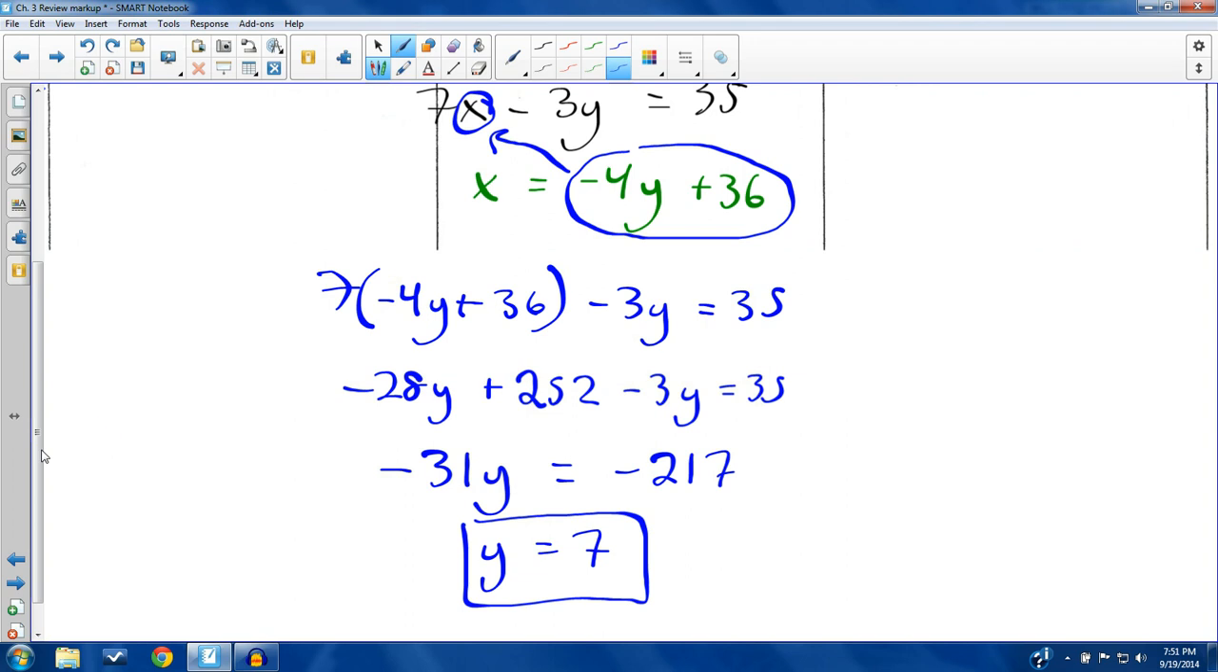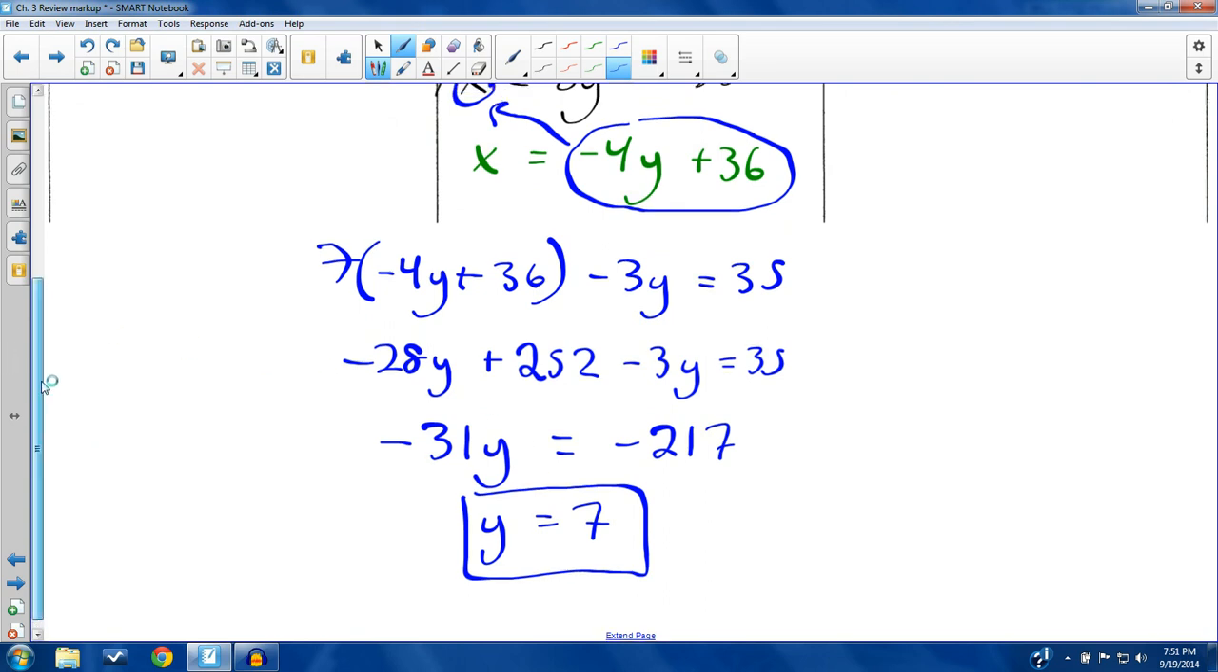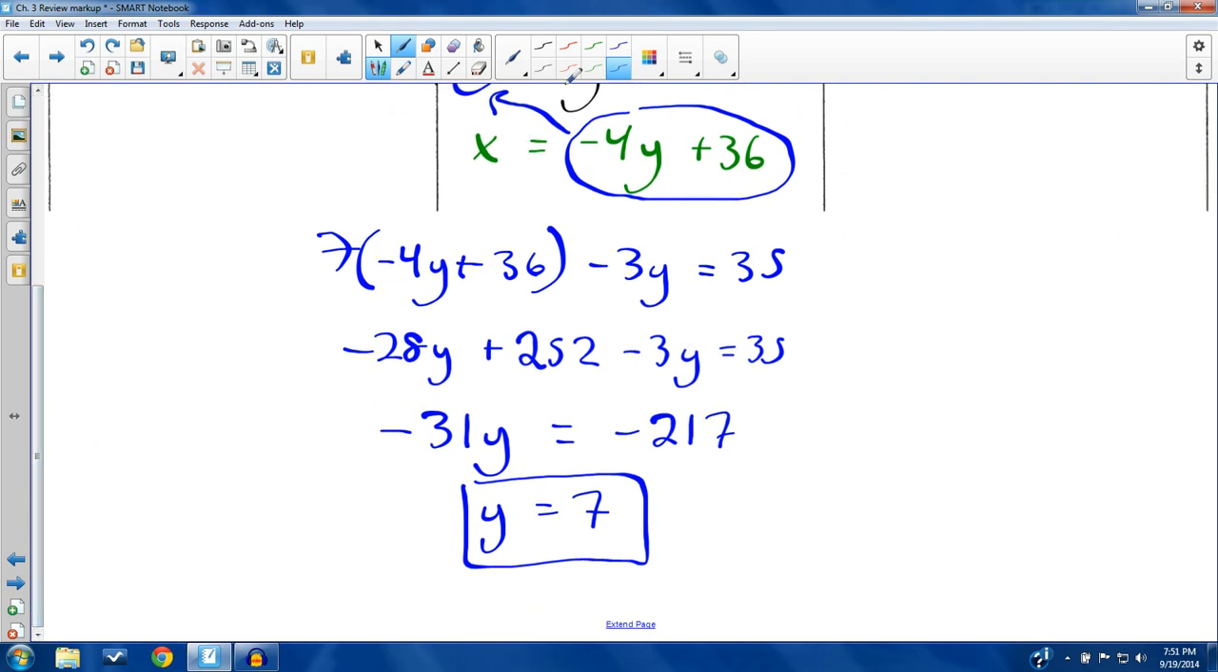Now, there were probably easier ways to do that. A lot of people prefer substitution. You'll kind of see how that works. But y equals 7. Okay, I found one of my values. I didn't find x yet, though, and I'm not done.